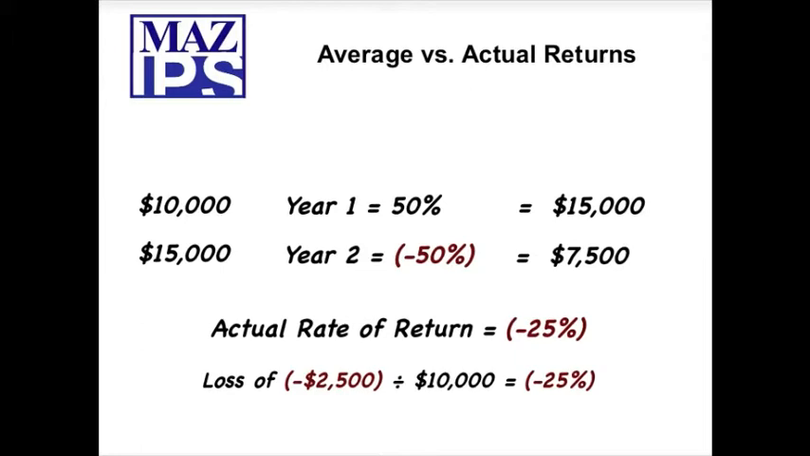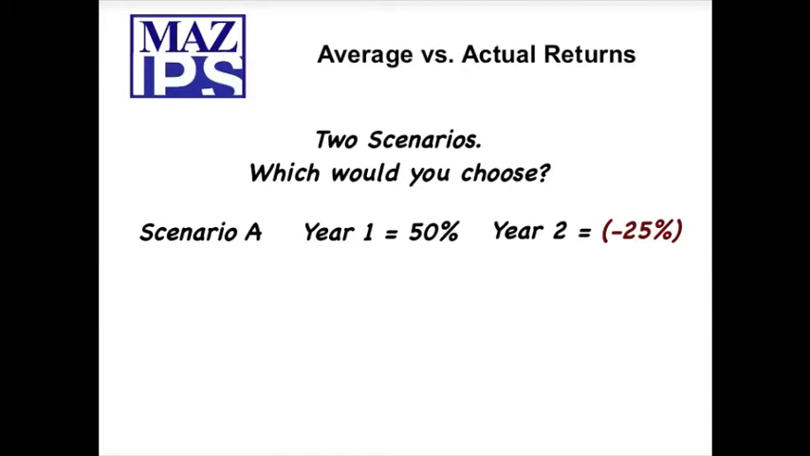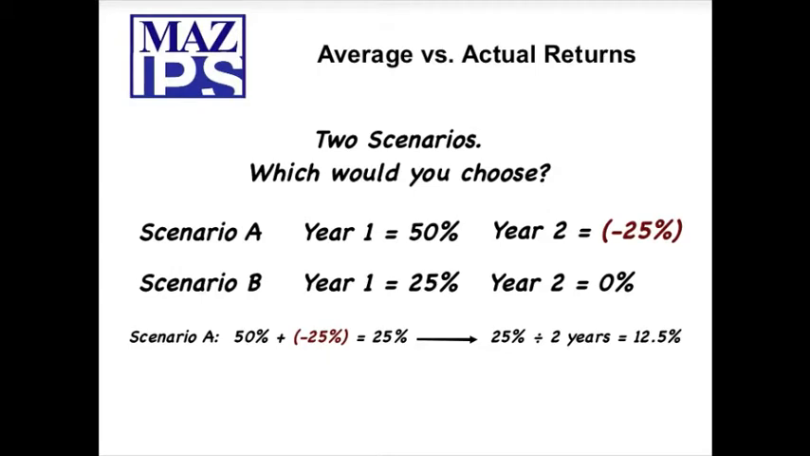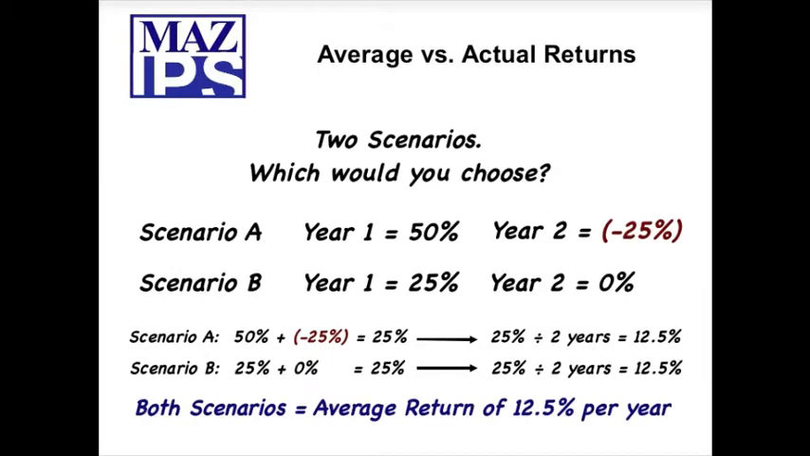Armed with your new knowledge, let's take a quick quiz. I want to give you 2 scenarios and I want you to tell me which one you would prefer. In scenario A, you get a 50% rate of return the first year and a negative 25% rate of return on the second year. In scenario B, you get a 25% rate of return in the first year and a 0% rate of return in the second. It's important to note that in both scenarios, you get an average rate of return of 25% over the 2 years, or an average rate of return of 12.5% per year.